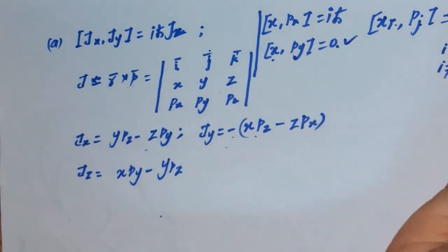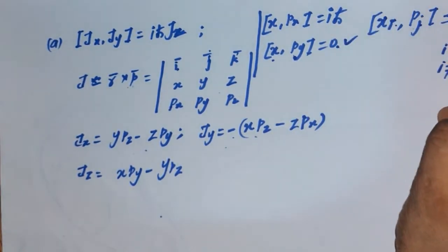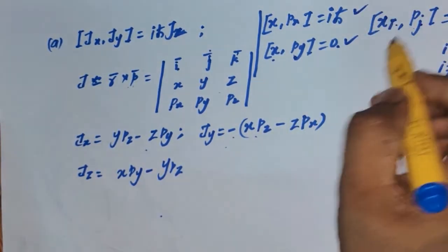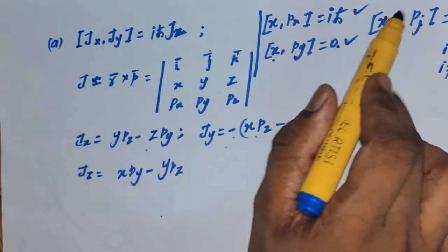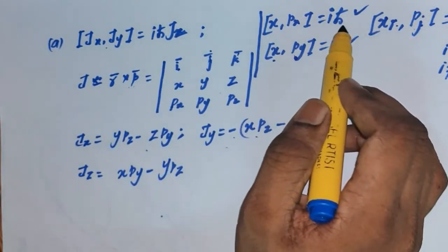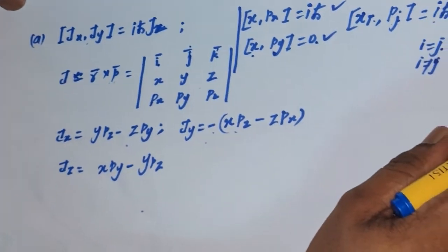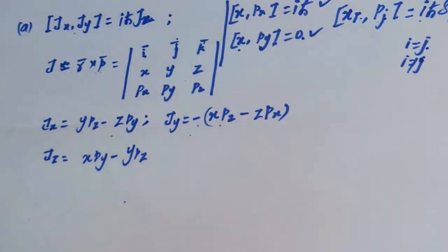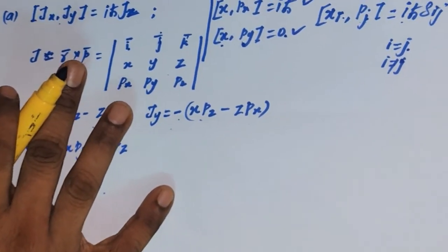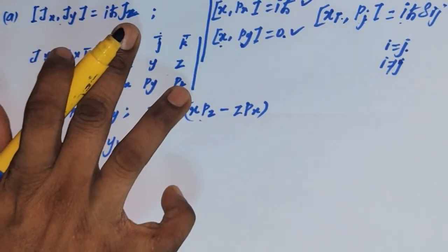That means it will obey this commutation relation whenever i equals j. So in a simple manner we have to write this, and for solving [Jx, Jy] we need this information. Now we are going to approach the problem. Is the commutation [Jx, Jy] = iħ Jz right or wrong?